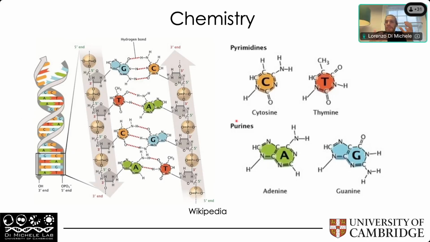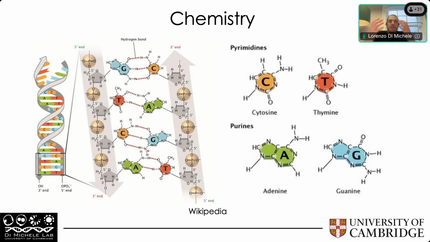I'm not entirely sure about what the backgrounds of the various people in this call are, but I think many of us probably have a vague idea of what DNA looks like from a chemical point of view. I'm not a chemist, so probably I have a less good idea than many of you here, but there's not much that we need to understand if we want to do DNA nanotechnology.